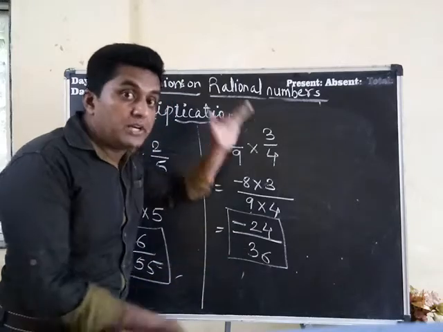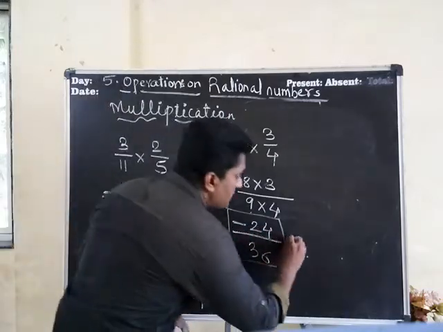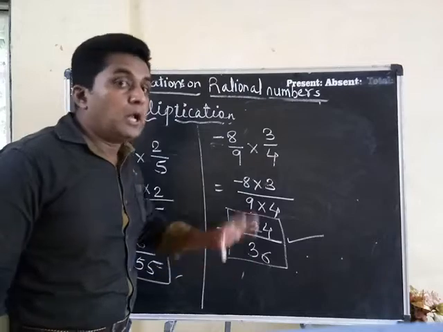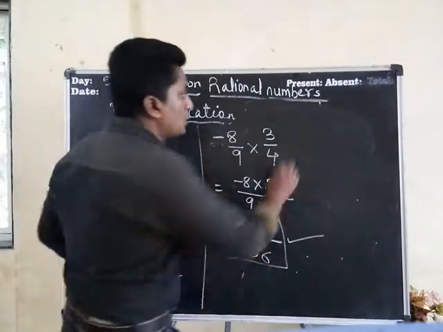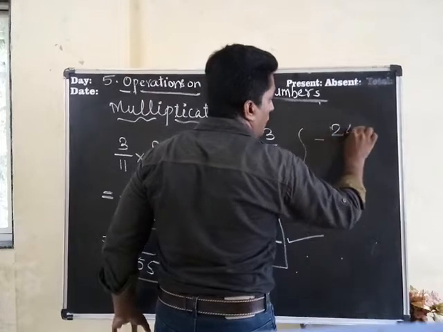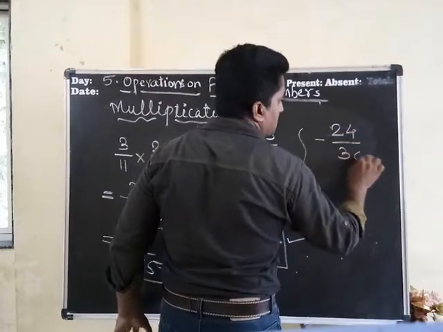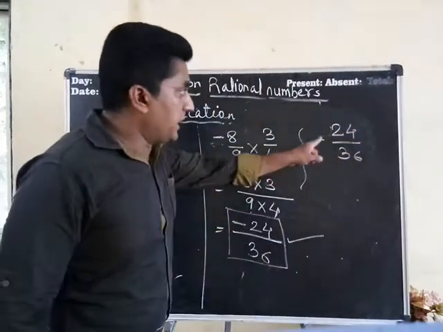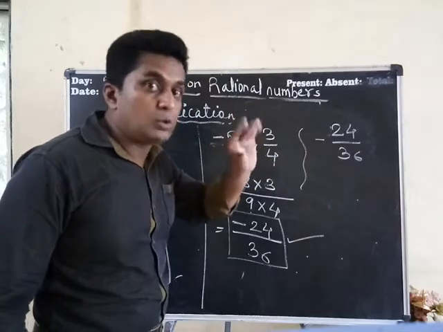This answer can be reduced. This answer is right. This answer is correct. But we can reduce it. How? I will show you. See, minus 24 upon 36. The same number I am carrying here. How to reduce it?